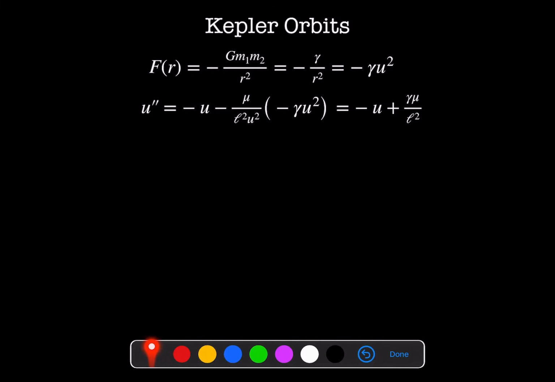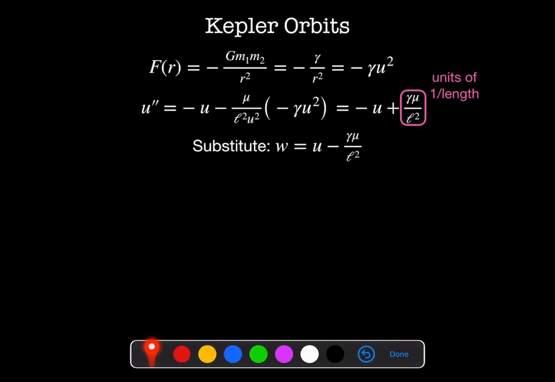So this is basically comparing the strength of the radial force to the propensity for angular motion. This term here, gamma μ over L², has units of 1 over length, and we're going to be returning back to this constant a lot in the future. We're going to do one last u substitution. I'm going to say w is equal to u minus this constant.